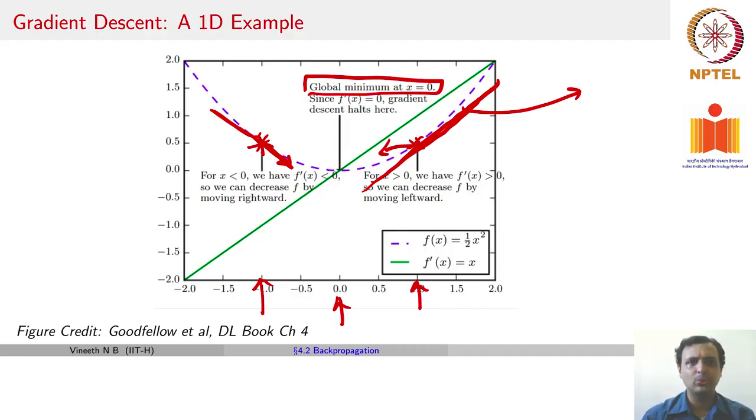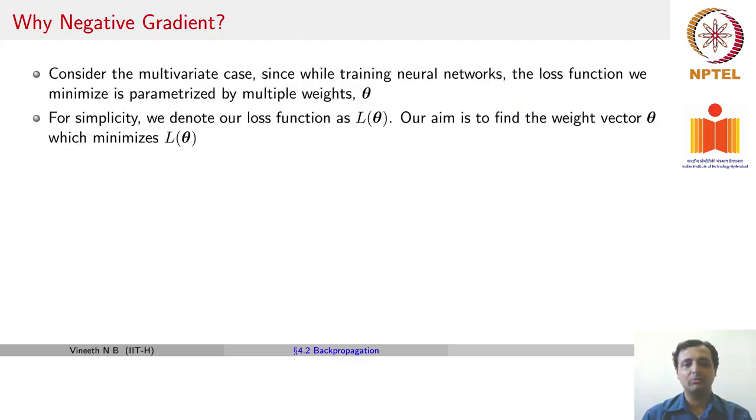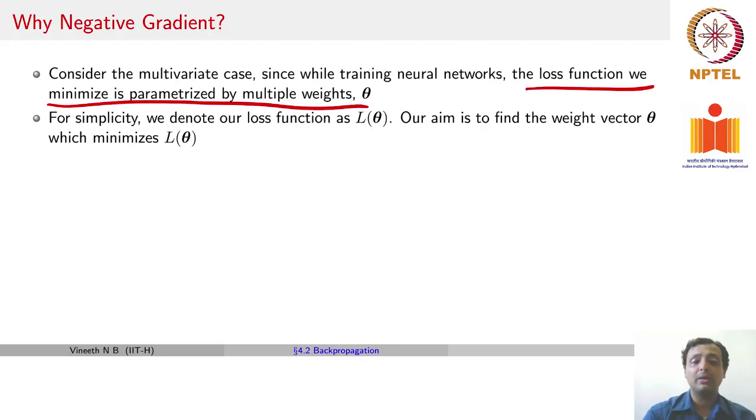How is this connected to neural networks? We'll come to that in a moment. Let's consider now a slightly more complex setting, a multivariate setting. In the previous slides, we considered f of x, which is univariate. Let's consider a multivariate setting where, while training neural networks, the loss function we minimize is parameterized by many weights in the neural network. Let's subsume all the weights and the biases into one quantity known as theta.